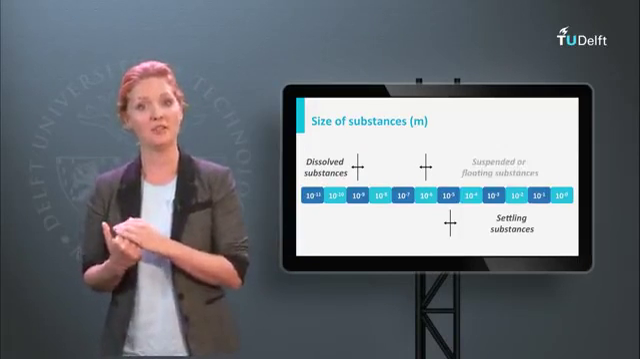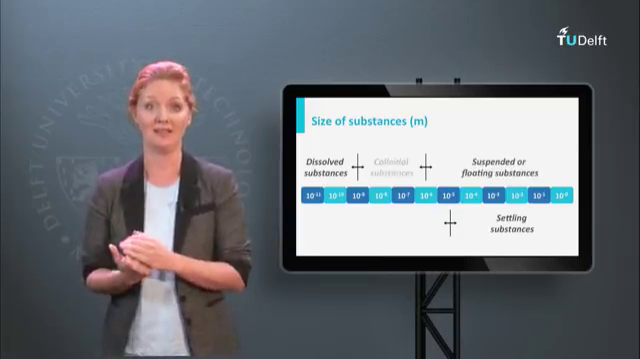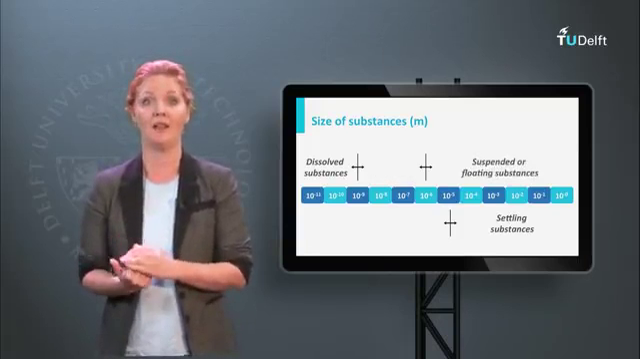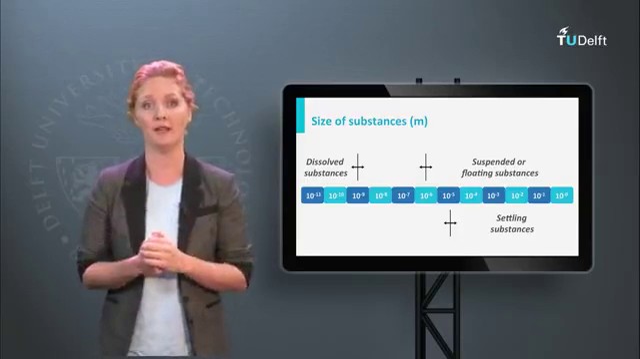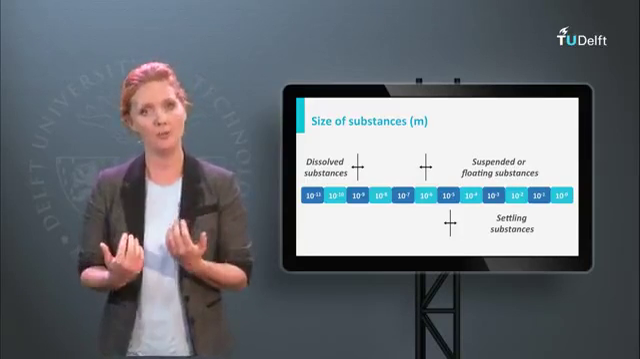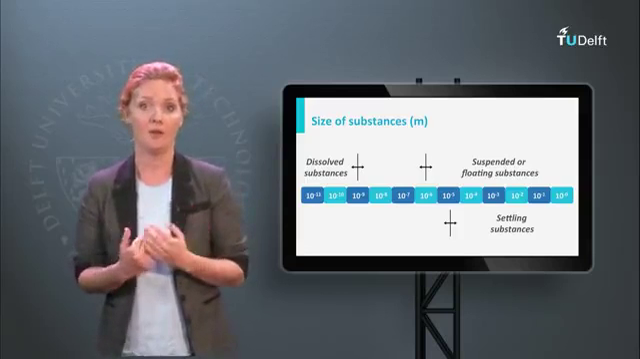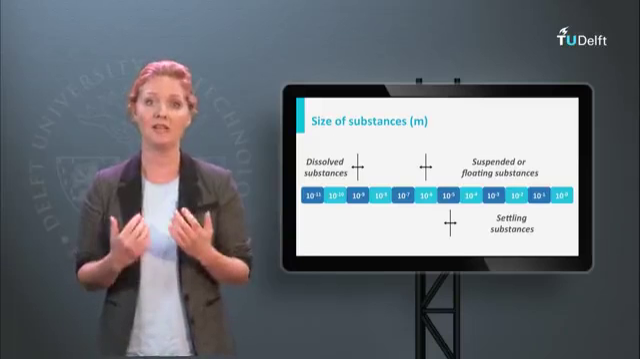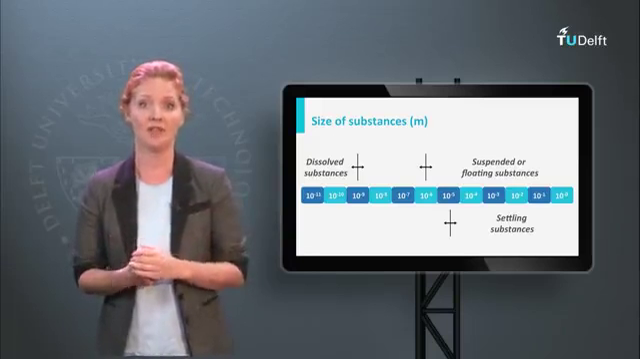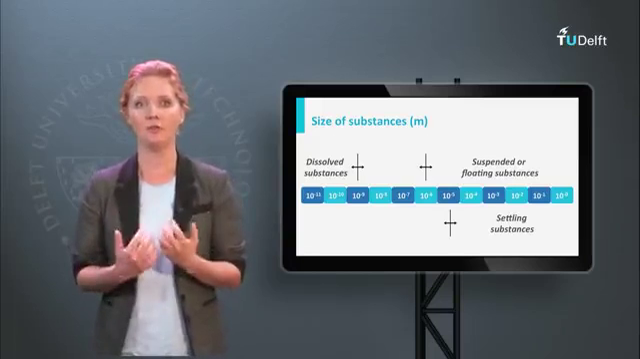A distinction based on size is made between suspended and colloidal matter. The diameter and specific gravity of particles are important for removing them from the water. Colloidal particles are very small and have a specific gravity similar to water. Colloidal particles generally have a negative electric charge, and the electrostatic repulsion makes them difficult to remove.